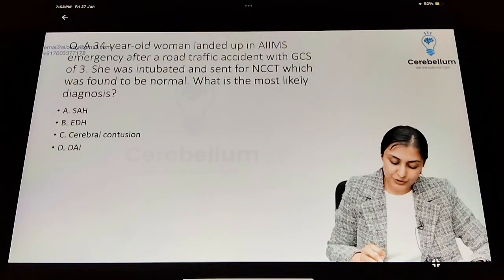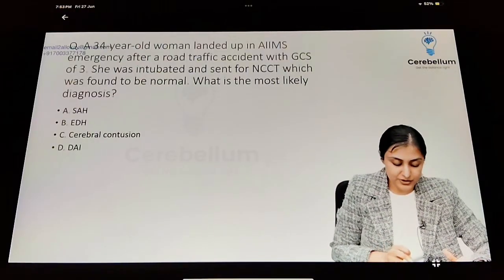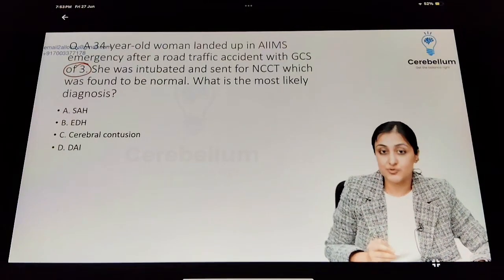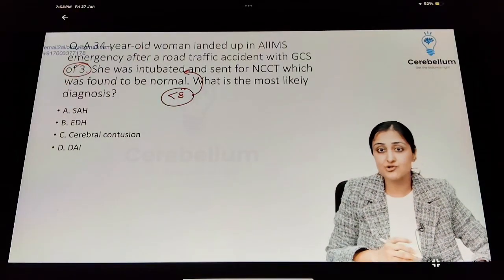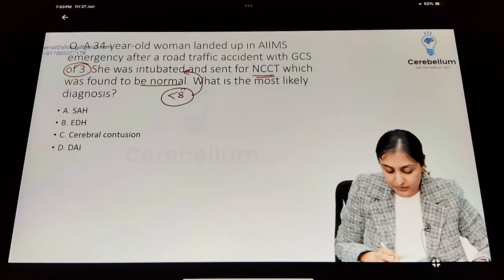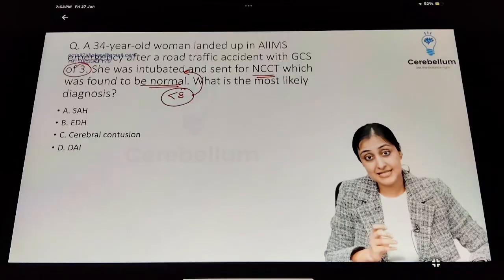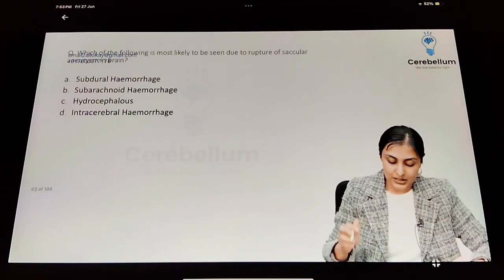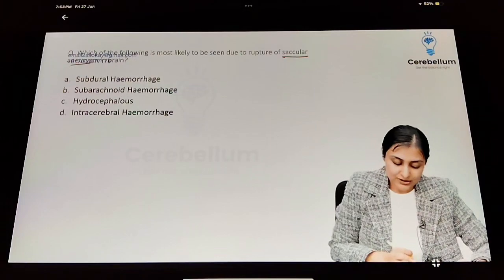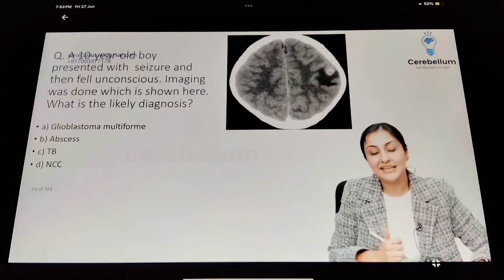Next, a 34-year-old woman landed up in AIIMS emergency after an RTA with a GCS of 3, minimum GCS. She is intubated. Any patient with a GCS less than 8 is an indication for intubation because that's severe head trauma. And NCCT was found to be normal. At such a low GCS, when the NCCT is normal, what do we suspect? We suspect a diffuse axonal injury, right? Which of the following is most likely due to rupture of saccular aneurysm? We know it, it's a subarachnoid hemorrhage.